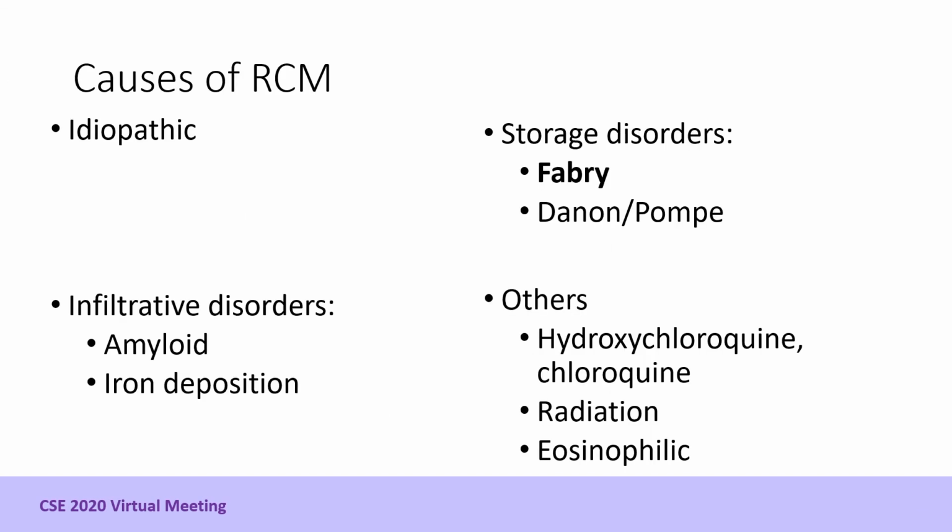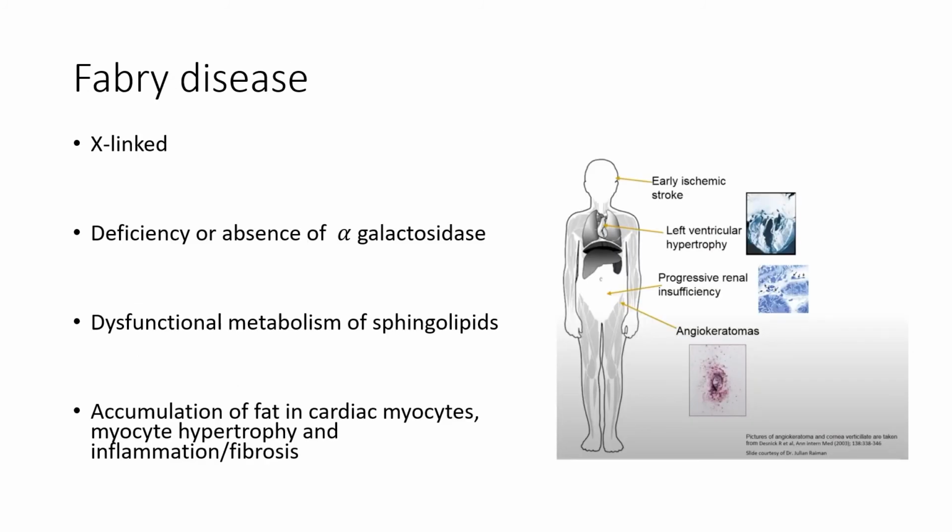And finally, we'll review some of the findings from multimodality imaging in Fabry disease. Fabry disease is an X-linked disorder that results in a deficiency or absence of alpha-galactosidase, leading to dysfunctional metabolism of sphingolipids. And from a cardiac perspective, this can lead to accumulation of fat in cardiac myocytes, although there can also be true myocyte hypertrophy and myocardial inflammation and fibrosis.